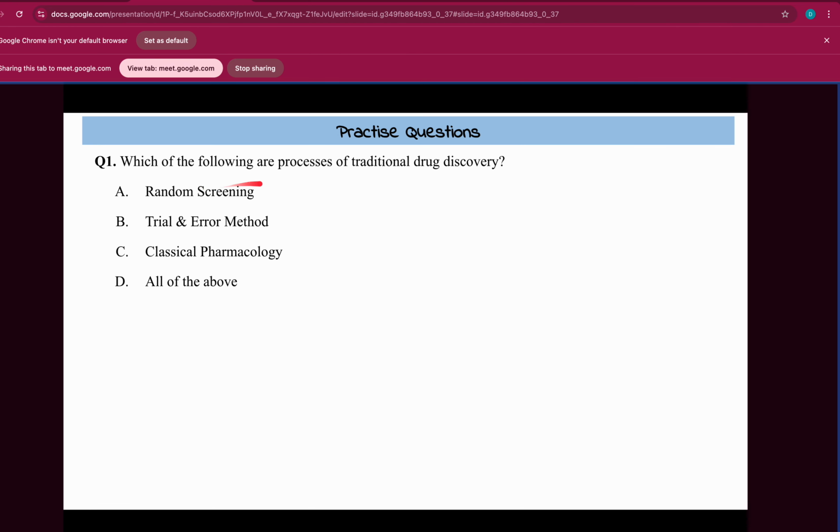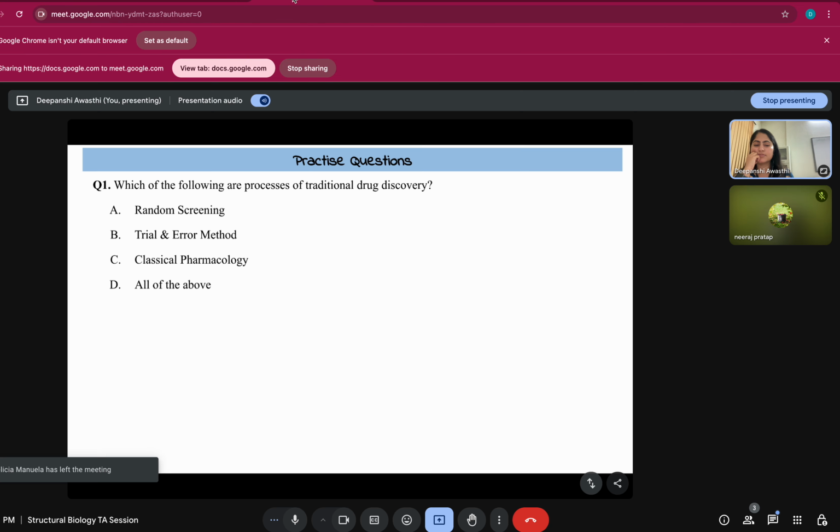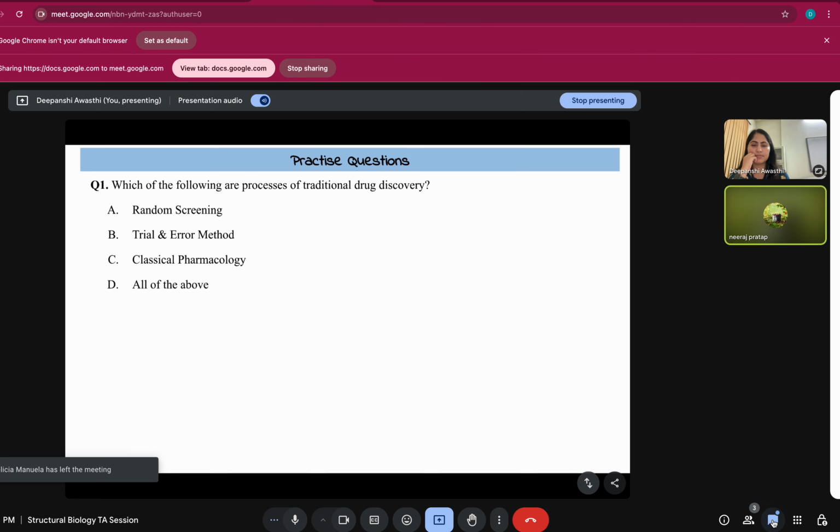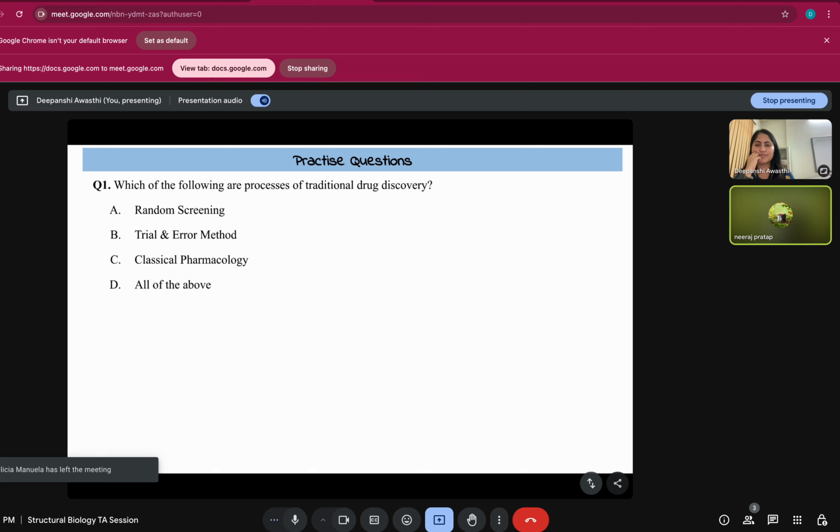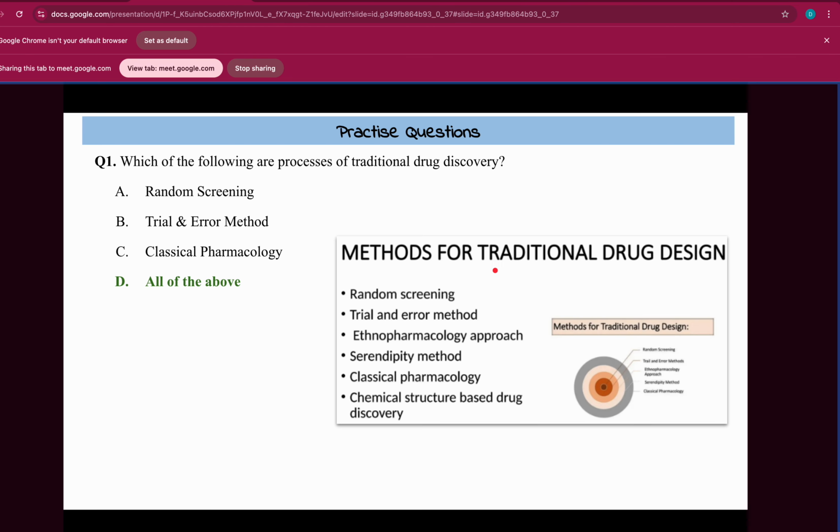So now the first question is, which of the following are the processes of traditional drug discovery? Option A is random screening, option B is trial and error method, option C is classical pharmacology, and option D is all of the above. Yes, so the right option is D. So these are all the methods which we have seen in traditional drug discovery.